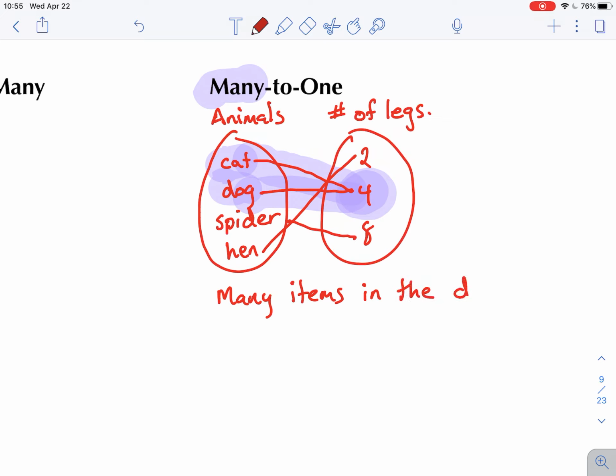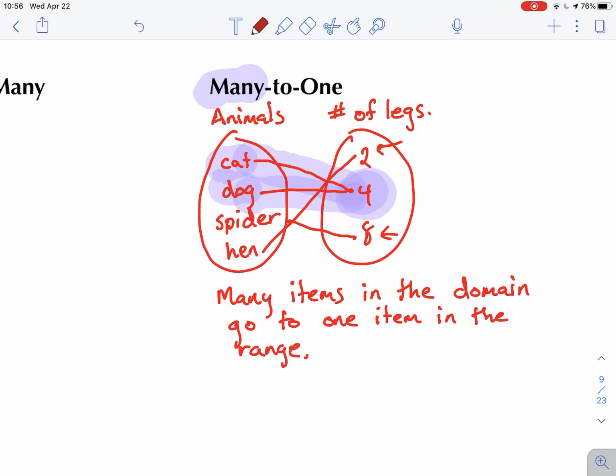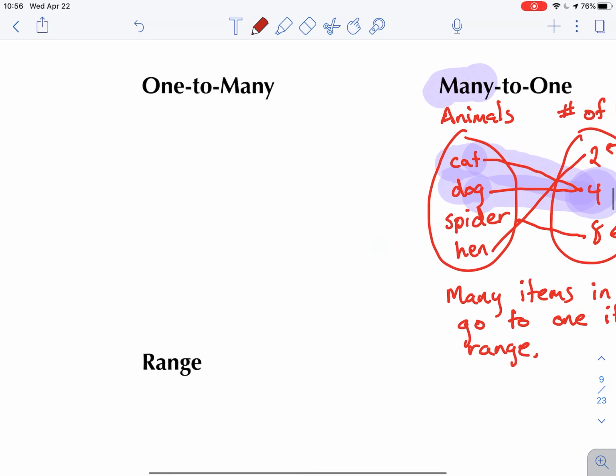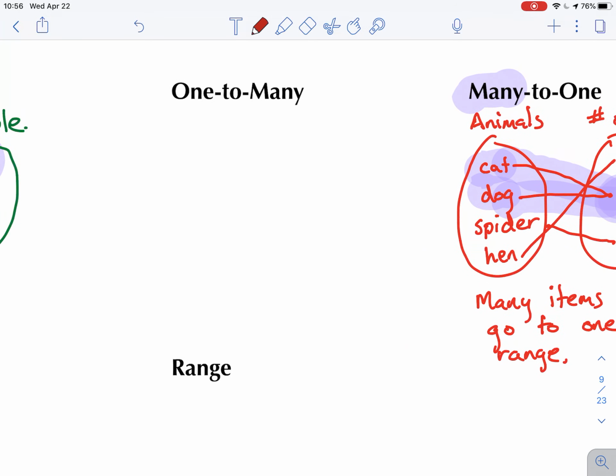So many items in the domain go to one item in the range. And this only has to happen once. So as you can see, we have the cat and the dog both going to one item in the range. The spider goes to the 8 and the hen goes to the 2. So it doesn't matter what these other ones are doing, as long as we have one instance where many items in the domain go to one item in the range.